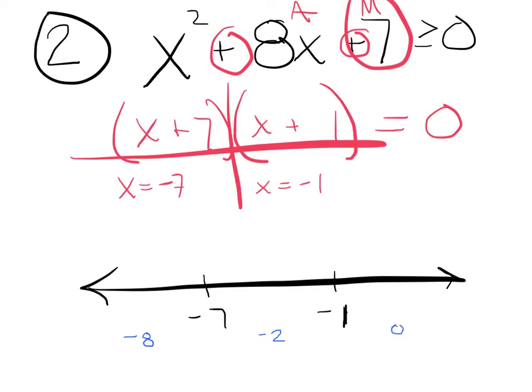Okay, now again, all you're doing is telling me whether you get a positive or a negative. That's all I'm looking for. When you plug this in, you get a positive or a negative. Well, I'm going to get 0 squared plus 0 plus 7. I would definitely say that's a positive. -2 squared is 4 minus 16 plus 7. 4 minus 16 is -12 plus 7 is definitely a negative. And -8 squared is 64 minus 64 plus 7 is definitely a positive.